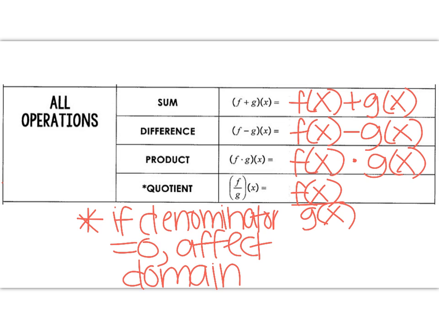So we're going to do a few examples where this is true. So anytime we're dealing with the sum, difference, and product, our domain is all real numbers. But when we're dealing with the quotient, the denominator cannot be 0. So let's go through a few examples and see how this works.